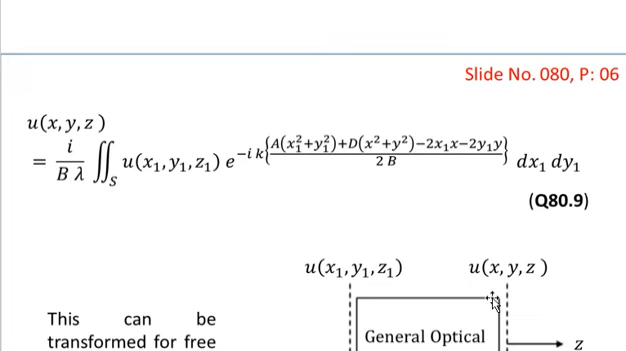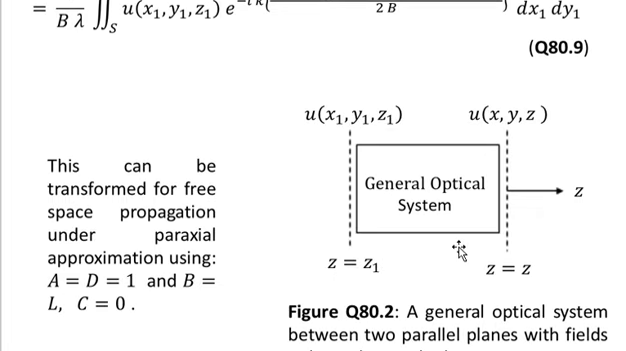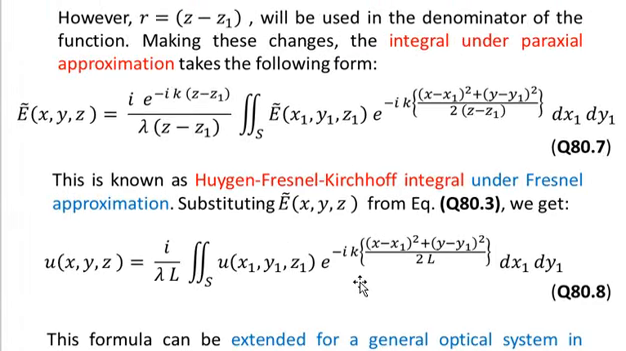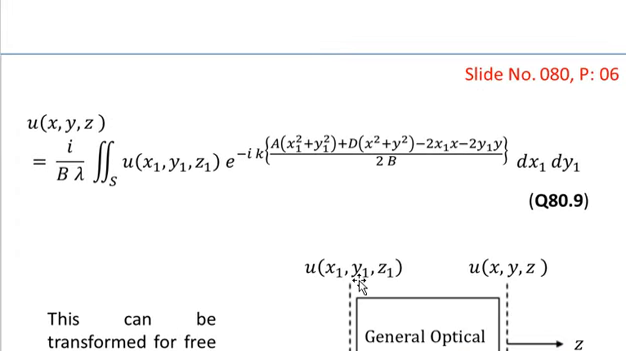Now if we work out the ABCD form for this figure with the help of the integral given in equation number 8, we shall come out with this formula: u at x, y, z is equal to i over B lambda, and the surface integral over S contains u of x1, y1, z1, and then we have the phase factor e to the power minus i k, and within that a curly bracket which contains A into x1 square plus y1 square plus D into x square plus y square minus 2 x1 into x minus 2 y1 into y, divided by 2 capital B. And then the integration is with respect to dx1 and dy1.